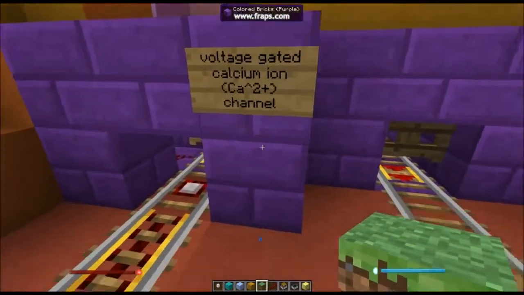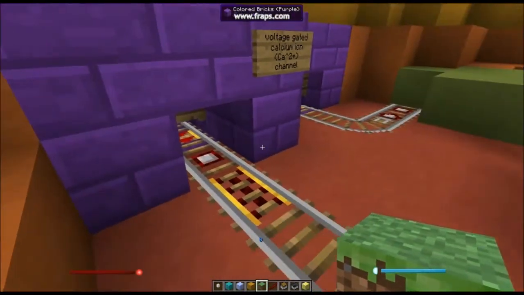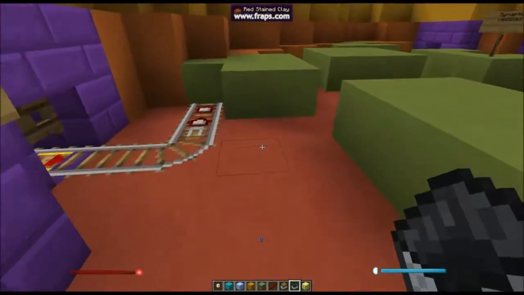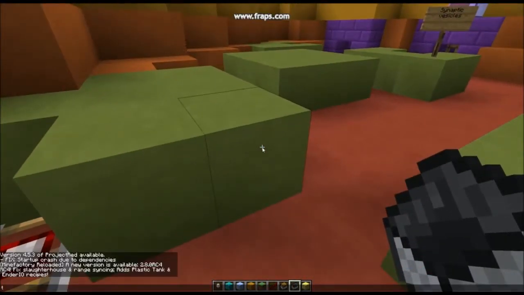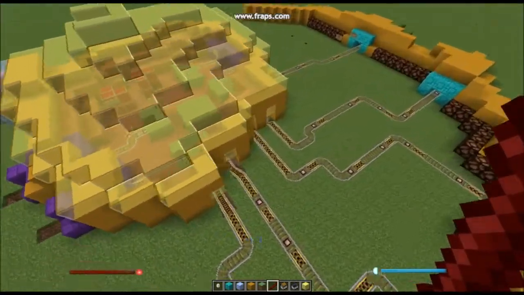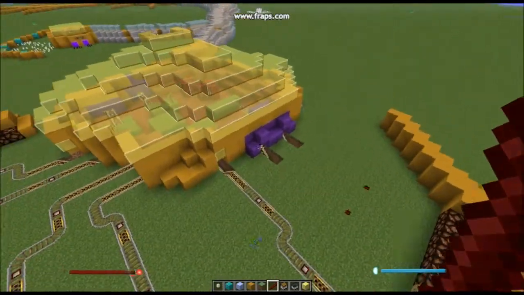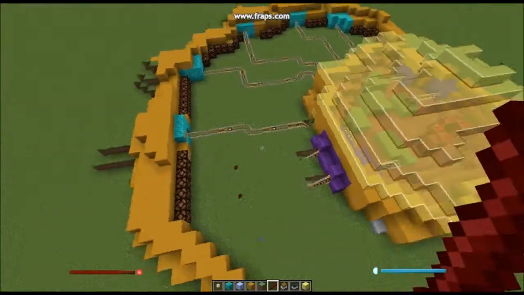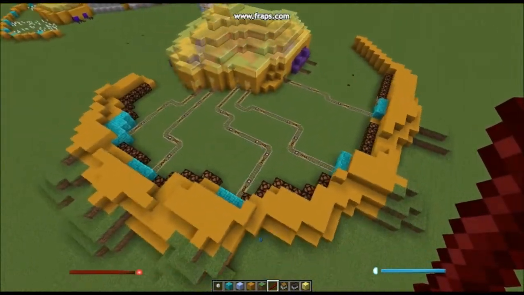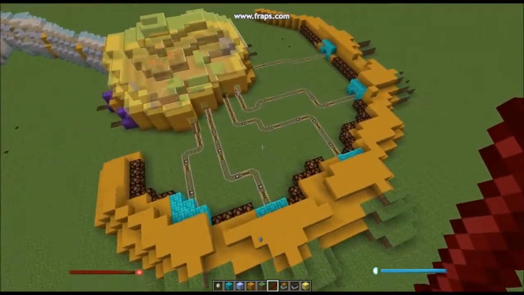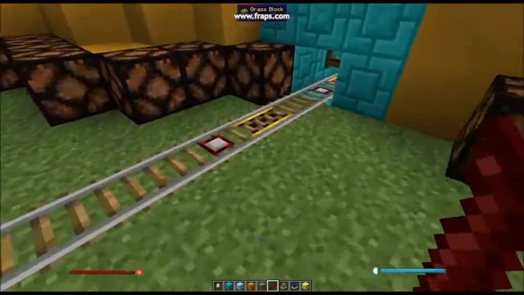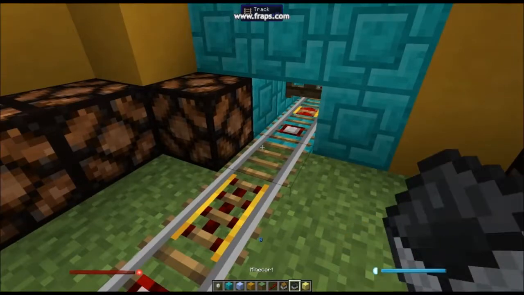Here's our voltage-gated calcium channels. As you can see, they actually do have a gate in them. It's a little difficult to see, but they do have a real gate. Once they receive a signal from the end of the axon, then they will open and allow the minecarts that we're calling calcium ions to come in. So that's pretty cool. None of this will happen until this axon receives an input.